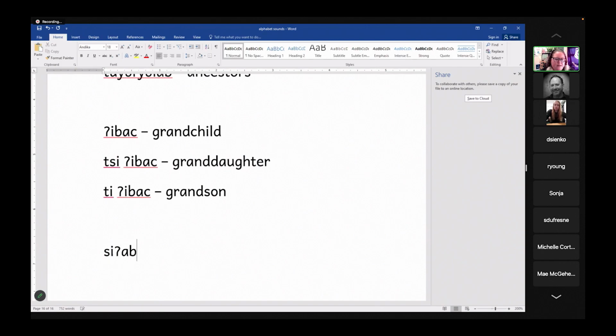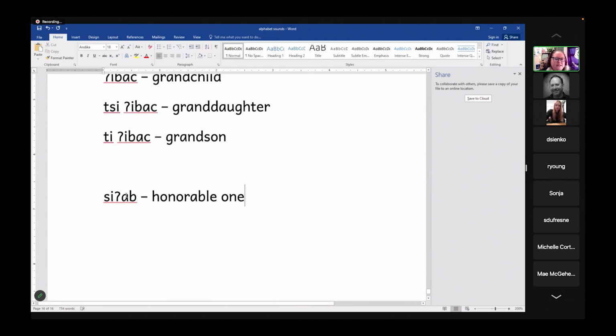You might hear this a lot out here, but you probably hear it as osium. Si'ab, si'ab, which is honorable. So you could refer to somebody you value. I mean, a long time ago, we used to use it to distinguish a wealthy person, somebody with high stature in the tribe. Not necessarily a chief, but, you know, so we would si'ab.